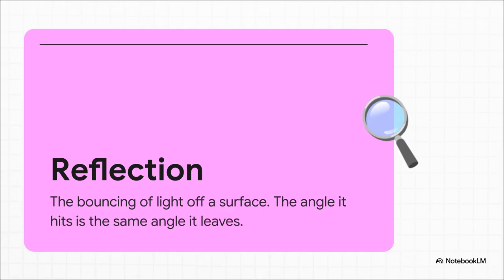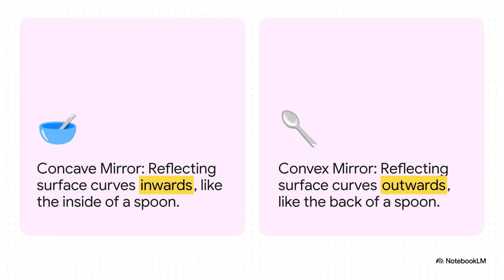Imagine a billiard ball hitting the cushion of a pool table. It bounces off at the exact same angle it came in at. Light does the exact same thing. This simple bounce is the first tool we have to control light. And this brings us right back to our spoon.